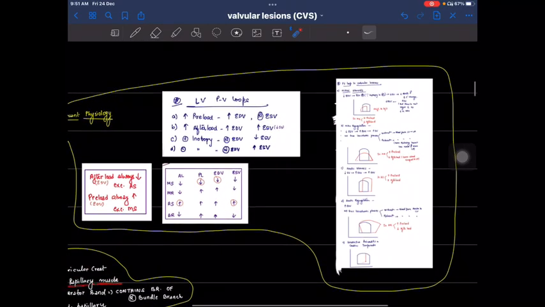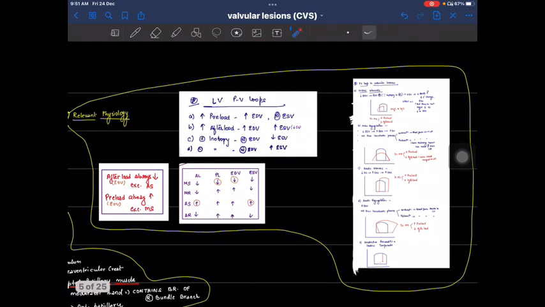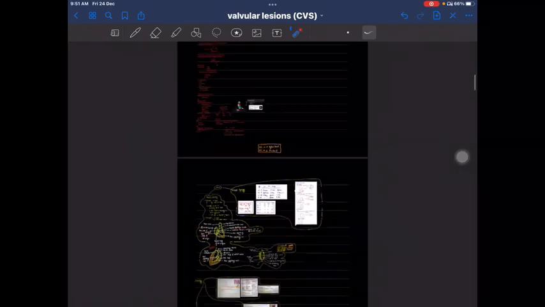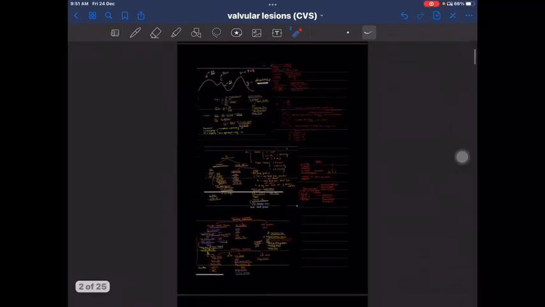We'll just delve into the physiology, and this is, guys, very, very important. And if you're clear with this, I think valvular heart diseases should be a cakewalk. Okay, this is the pressure dynamics of the heart. So what we'll do is we'll just look at the pressure volume loops. Okay, it's very interesting also, and it will give you a lot of clarity.